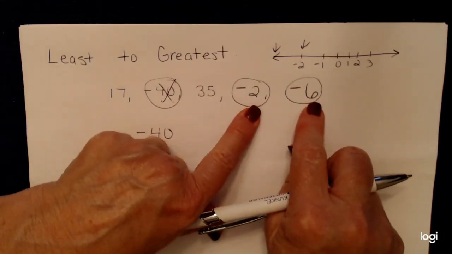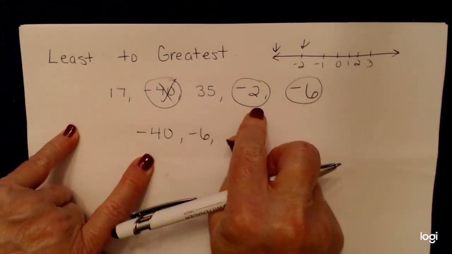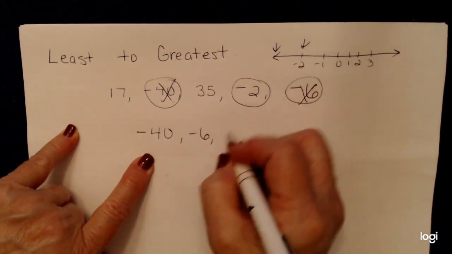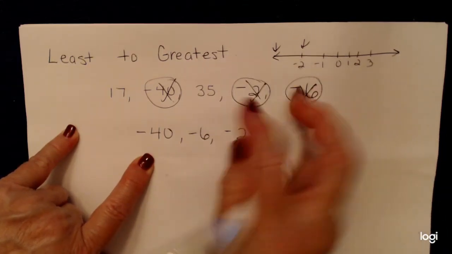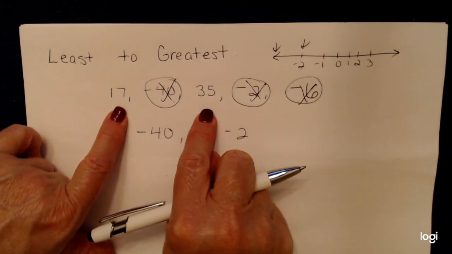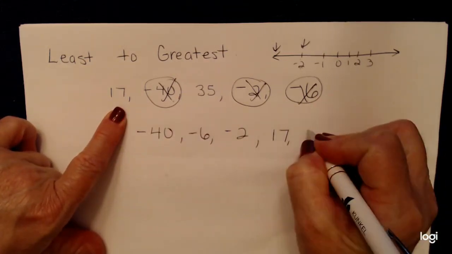The next number would be -6. And then finally, I would get to -2. -2 is furthest to the right here. Now I have my positive numbers from least to greatest. It looks like 17 and then 35.